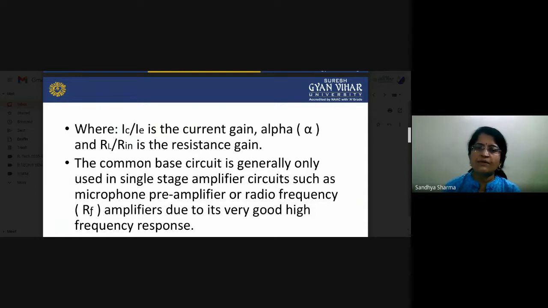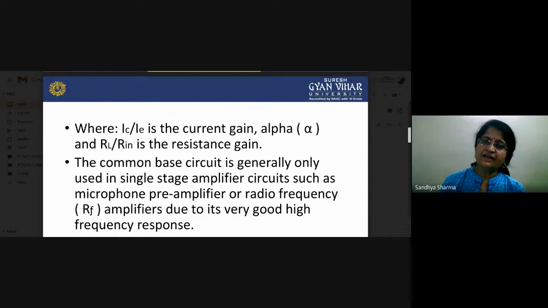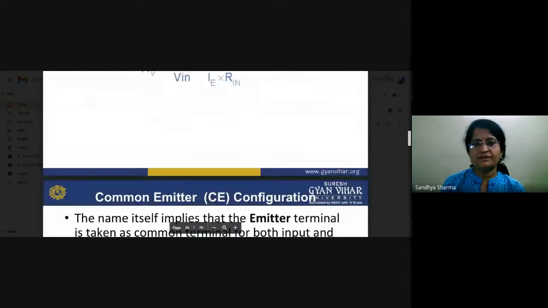The common base circuit is generally only used in single stage amplifiers, for example where you require radio frequency ranges, microphone pre-amplifiers, and it has a very good high frequency response. Since it offers a very good high frequency response, it is generally used in communication applications, where you require the proper voltage gain.